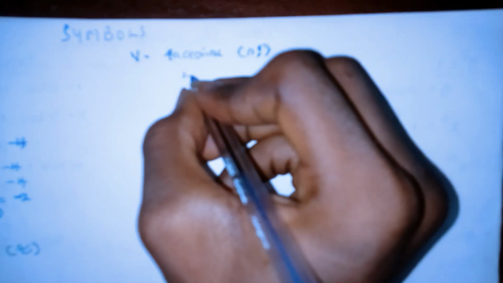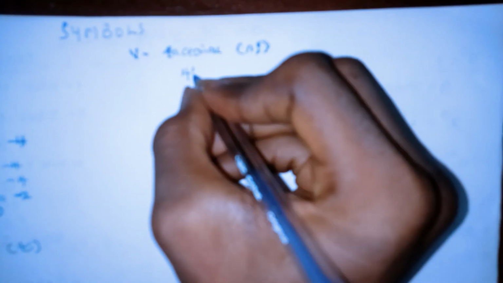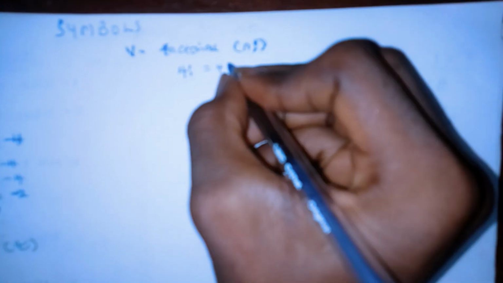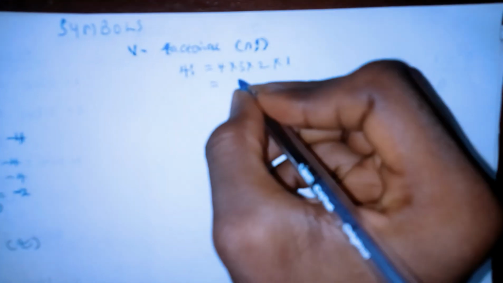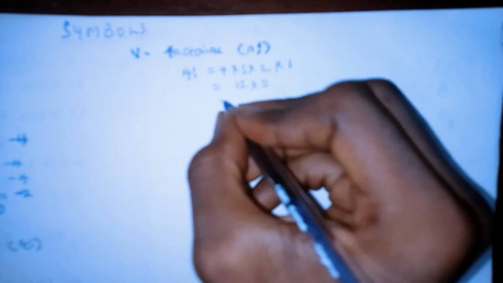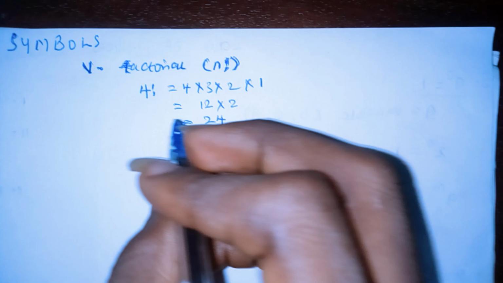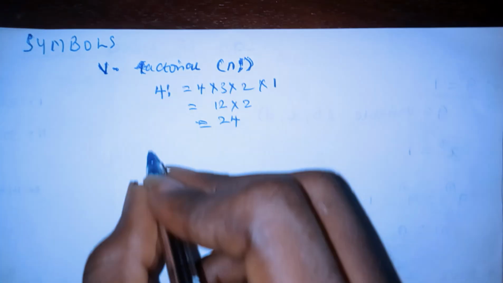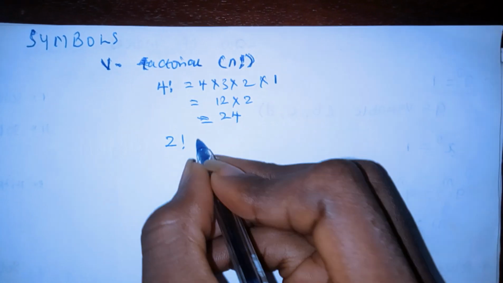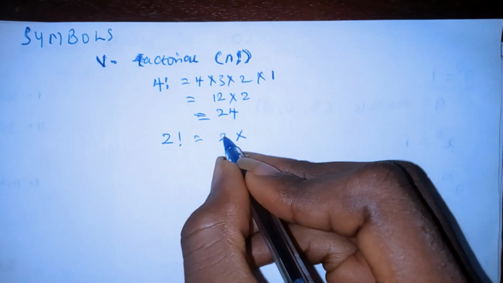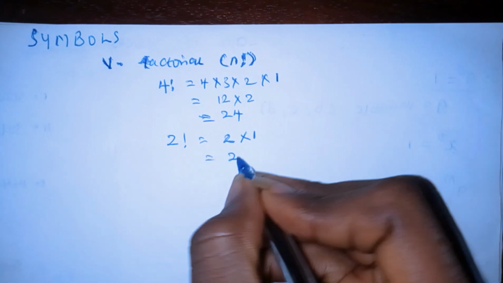Okay, this factorial is, for instance, if I told you 4 factorial, 4 factorial is 4 by 3 by 2 by 1, which is 12 by 2, which is 24. That is all about factorial. Let me give you the factorial of 2. The factorial of 2 is 2 by 1, which is 2.